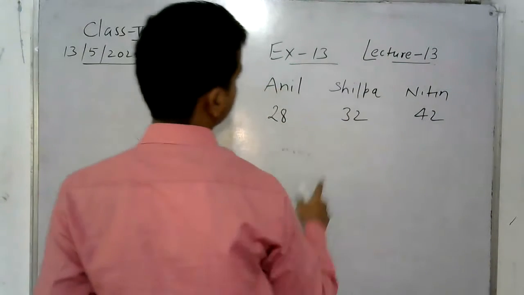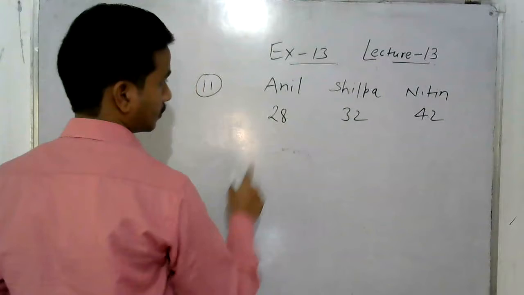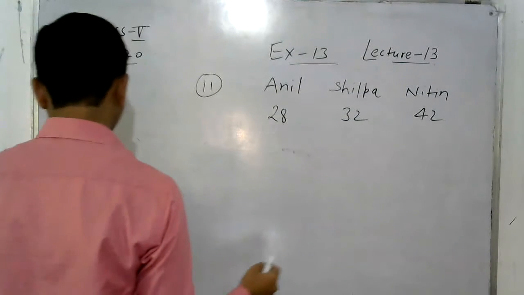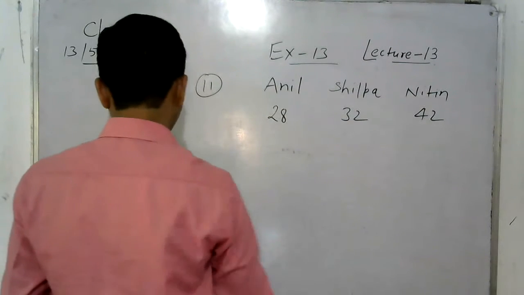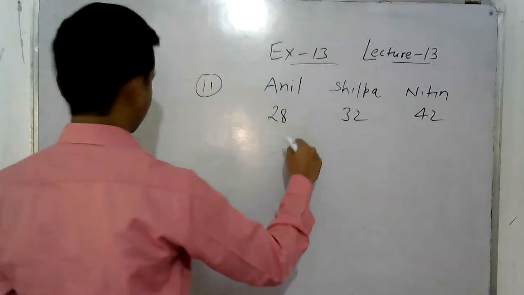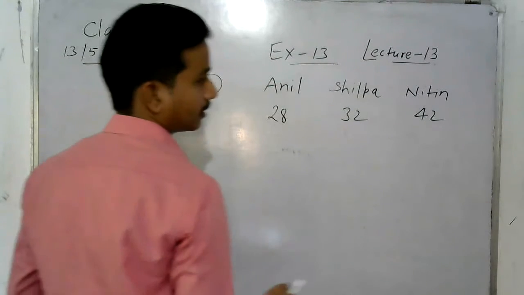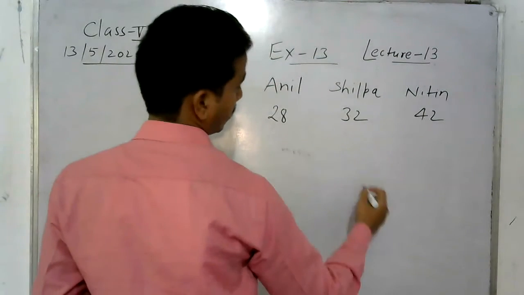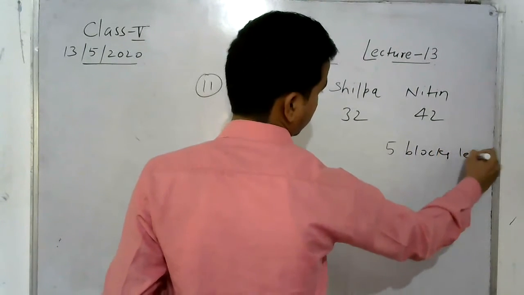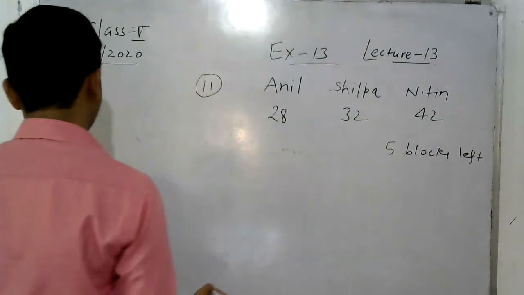Anil, Silpa, and Nitin are making separate heaps out of that heap of blocks. Anil makes 28, Silpa makes 32, and Nitin makes 42. After making the separate heaps, each of them finds that 5 blocks are left. So we have to find the smallest possible number of blocks in the heap.